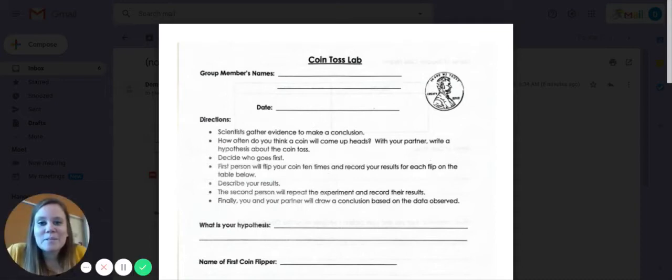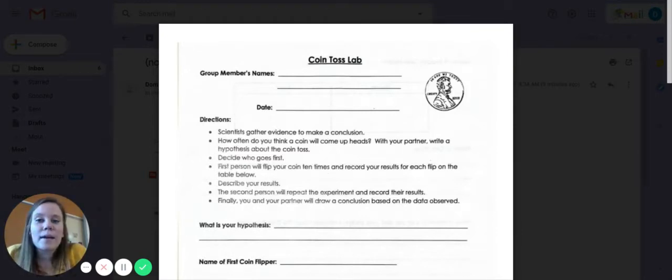You guys are going to start collecting data just like real scientists would. So let's read the directions together. Scientists gather evidence to make a conclusion. How often do you think a coin will come up heads? With your partner, write a hypothesis about a coin toss.